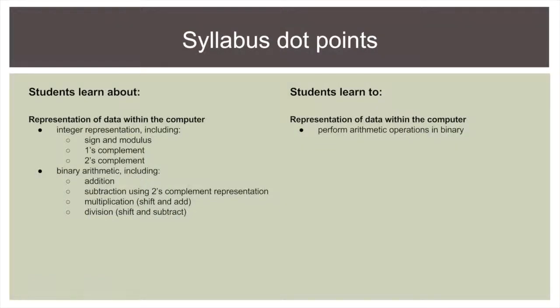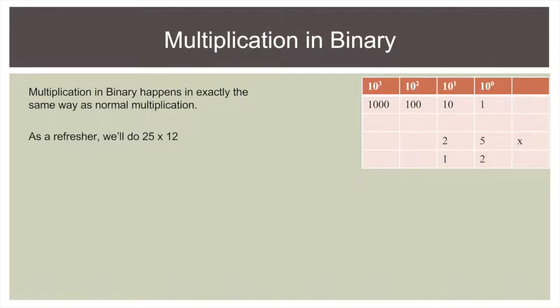Here are the dot points, pause if you'd like to read them. So multiplication in binary works exactly the same as multiplication in decimal. As a refresher, we're going to do 25 times 12.